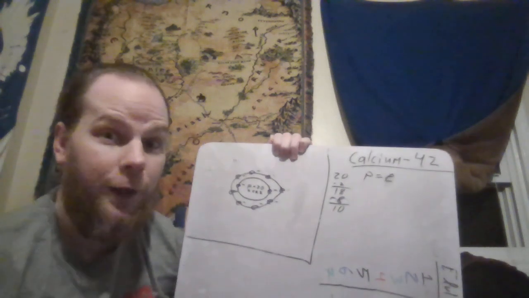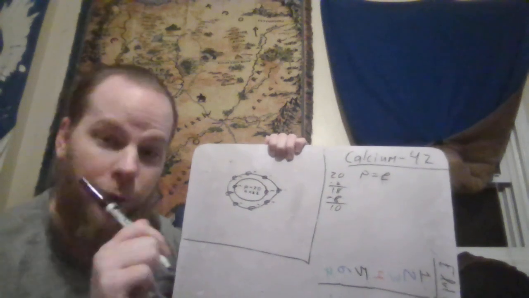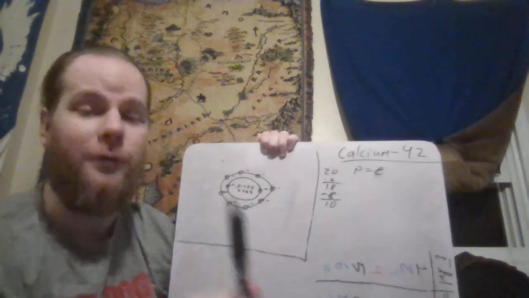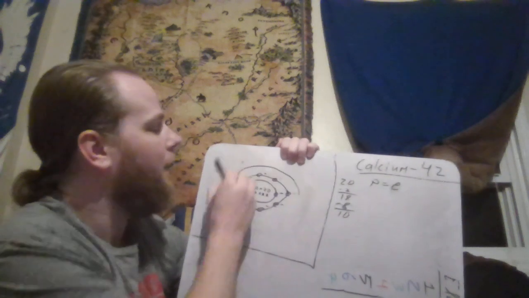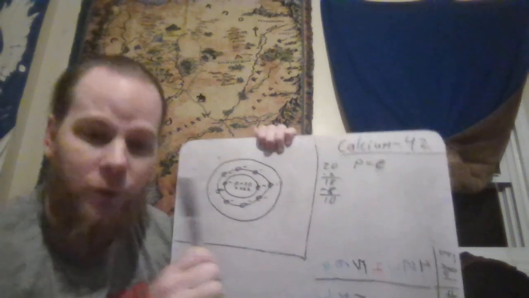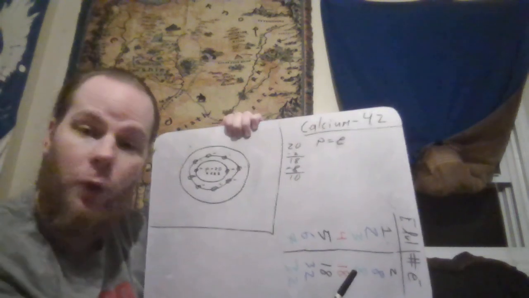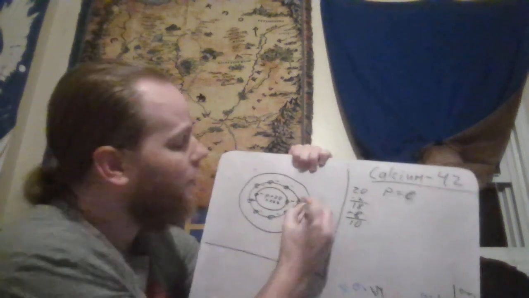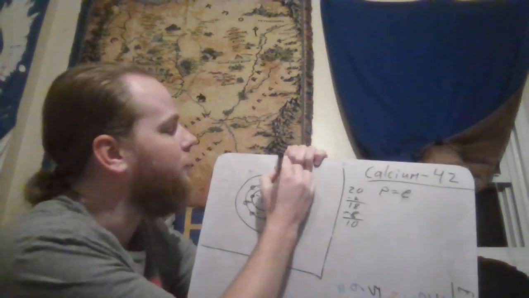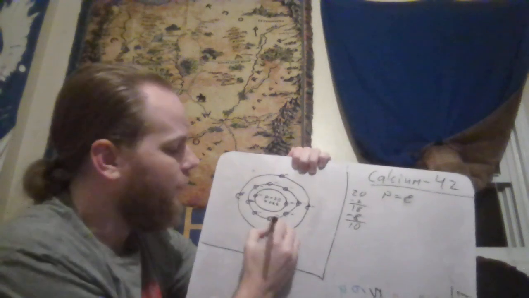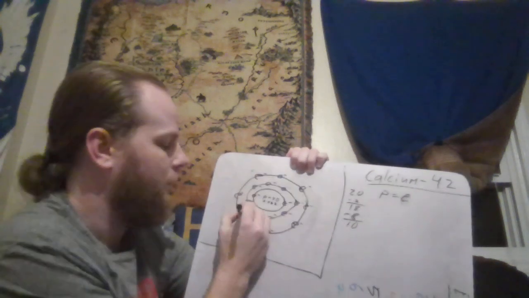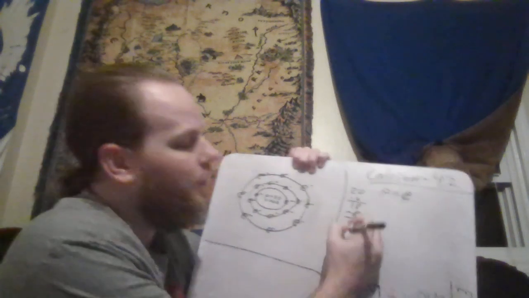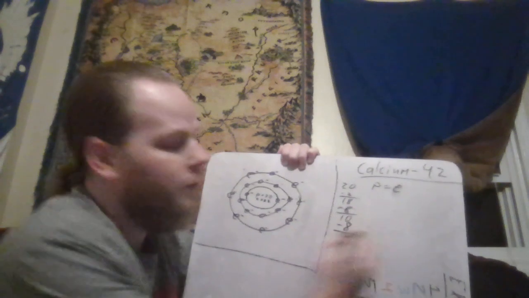Well, any guesses? If you said add another circle, you are correct. And this one also holds 8. So we're going to put 8 more e's, 8 more dots, however you're choosing to do it. And we are going to continue to spread them out. Okay, that's another 8. We only need 2 more.